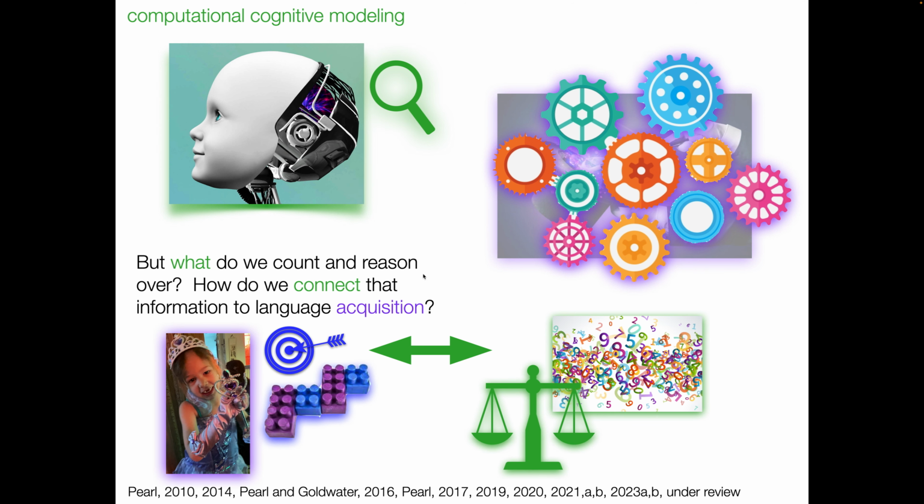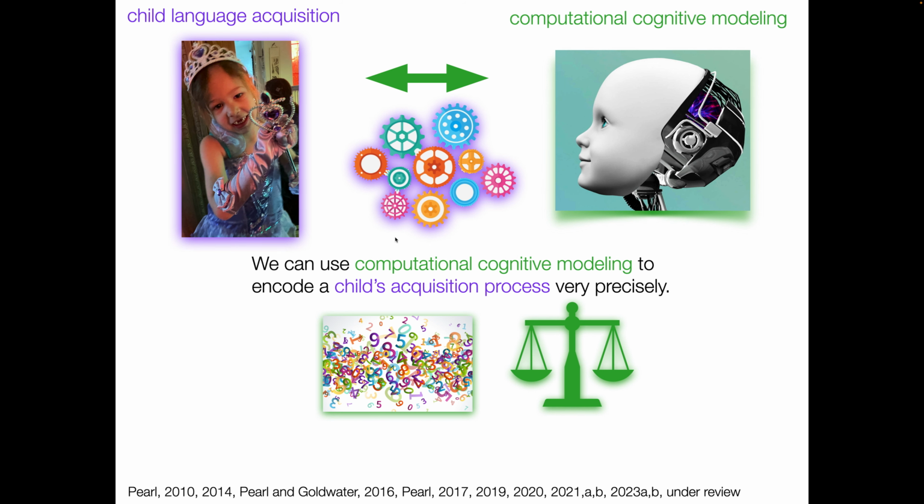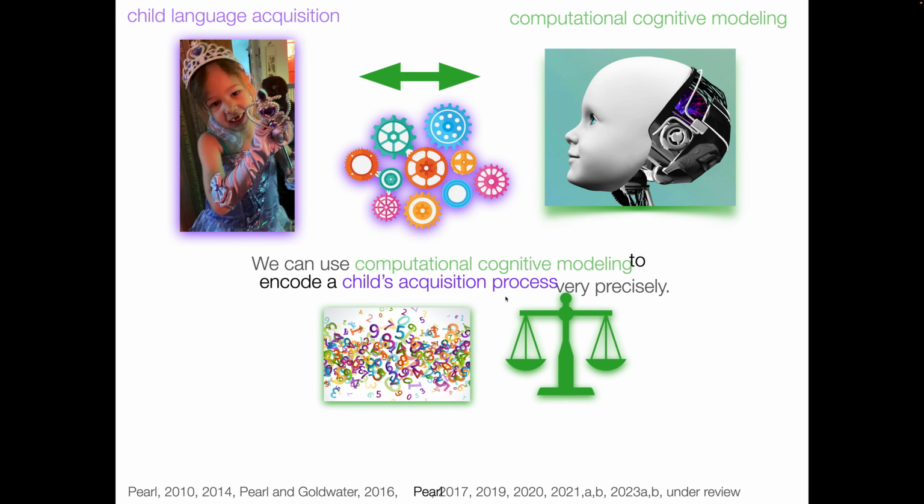So, great, we're counting and reasoning. What do we count and reason over? How do we connect that information to language acquisition, right? Because at the end of the day, we want to understand something about language acquisition. So we can use computational cognitive modeling to encode a child's acquisition process very precisely. That is a theory about how things work, very precisely.